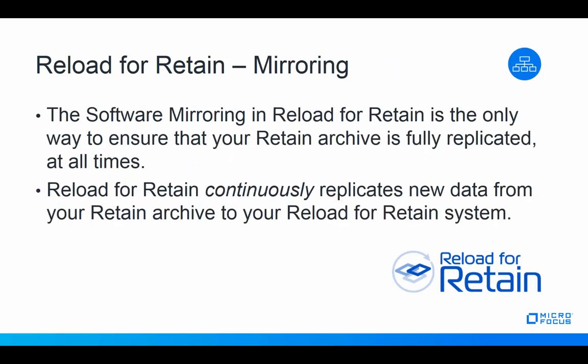And just a little bit more information there is that it's actually a mirroring. There's mirroring in Reload for Retain to make sure that your Retain archive is fully replicated at all times. And this is a continuous replication of new data from Retain into Reload for Retain. So you'll know that the data that you're accessing, that you're failing over to, is current and up to date. So if you ever do need to fail over to that, you have it.